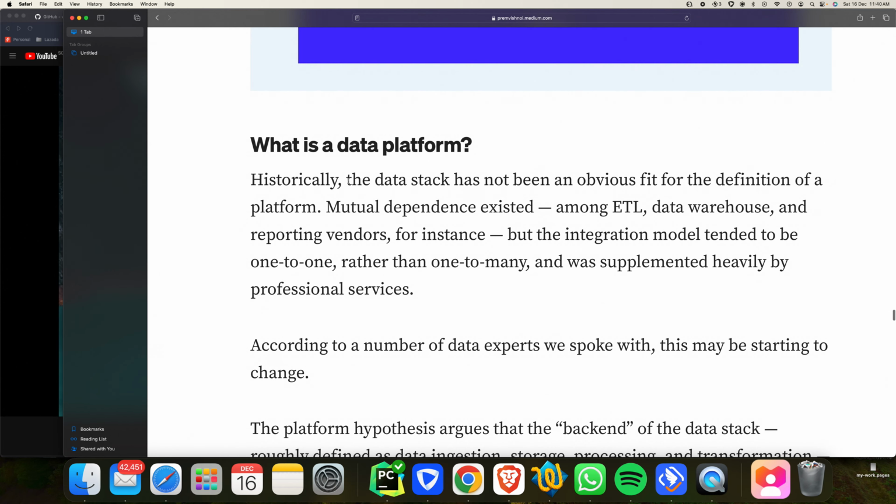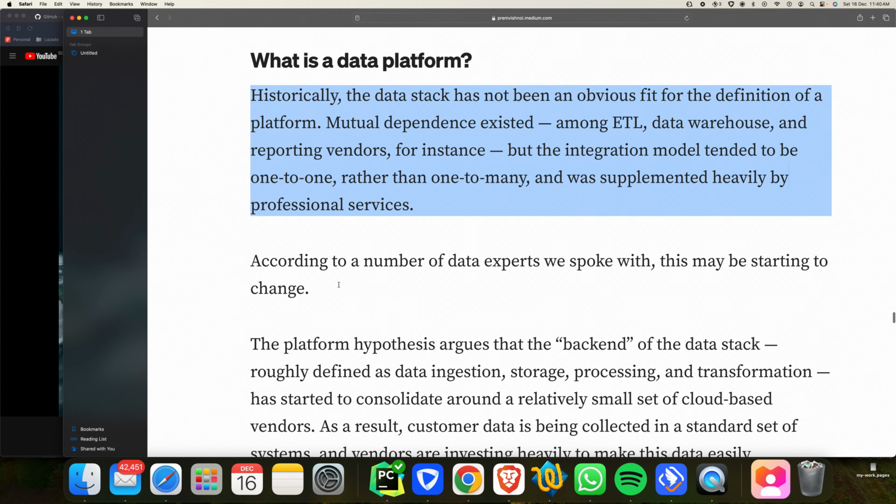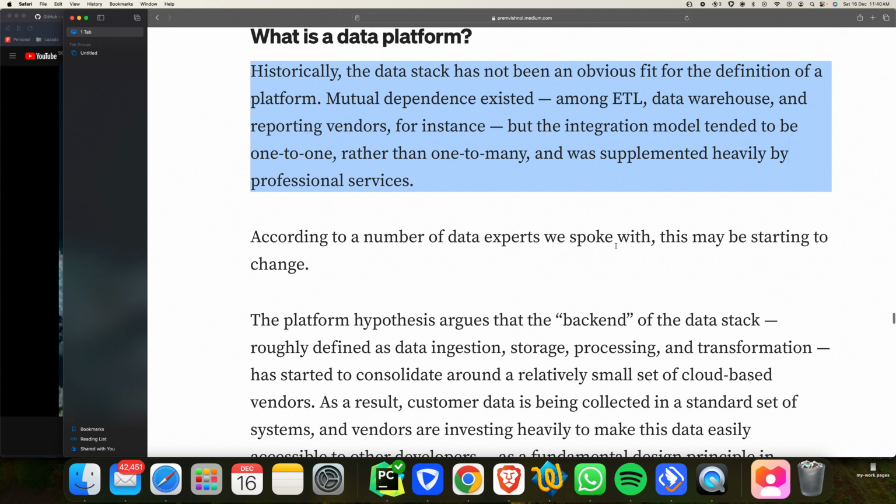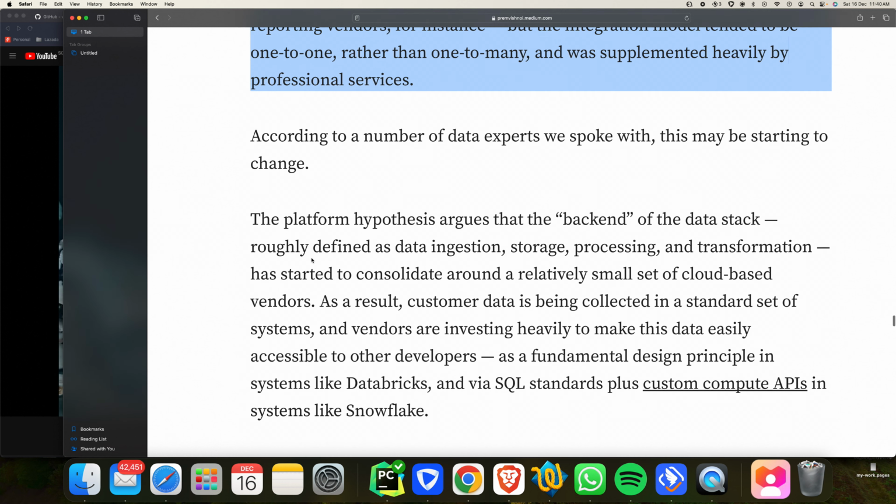So what is a data platform? Historically, the data stack has not been an obvious fit for the definition of a platform. Mutual dependency exists among ETL, data warehouse and reporting vendors, for instance, but the integration model tended to be one-by-one rather than one-to-many, and was supplemented heavily by professional services. According to a number of data experts we spoke with, this may be starting to change.